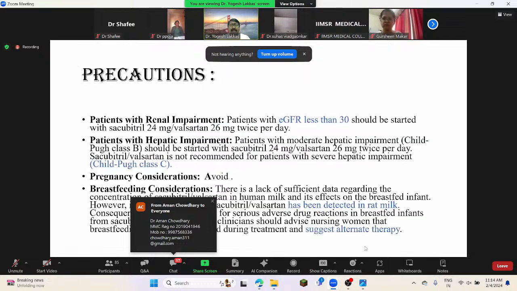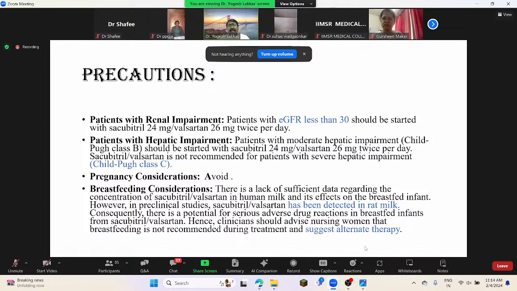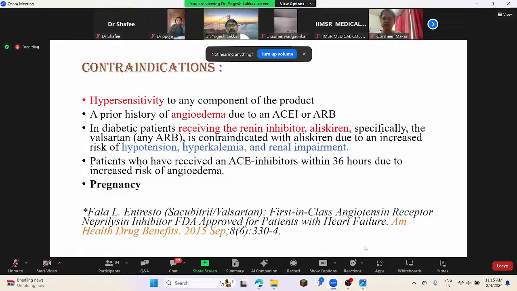Precautions, again, renal impairment. As we are aware, with ARBs or ACE inhibitors, if eGFR is less than 30, then avoid these drugs. Hepatic impairment, particularly Child-Pugh class C, is a contraindication, or you have to take precautions. Child-Pugh class B, then you can use this. Pregnancy, better avoid these drugs. Breastfeeding women, avoid this drug. This has been detected in the milk in the experimental studies.